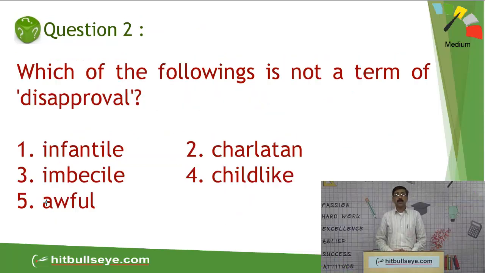Question number 2 is based on vocabulary. We need to pick up the word which is not gelling well with the given word, disapproval. Disapproval is negative, so we need to pick a word which is positive. Infantile, childish behavior, immature, negative, rejected. Charlatan is again con, deception, negative, rejected. Imbecile, stupid, negative, rejected. Awful is again negative, rejected. The only positive word is childlike, so the answer is childlike.